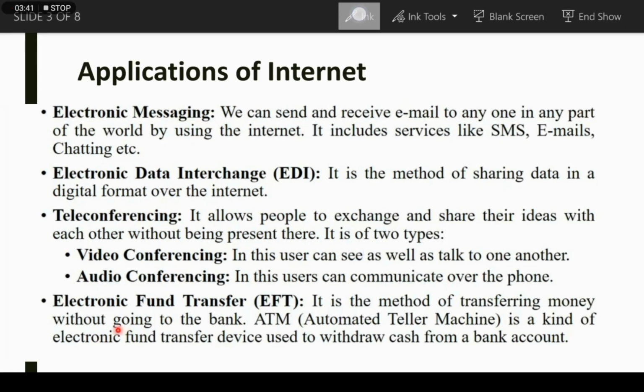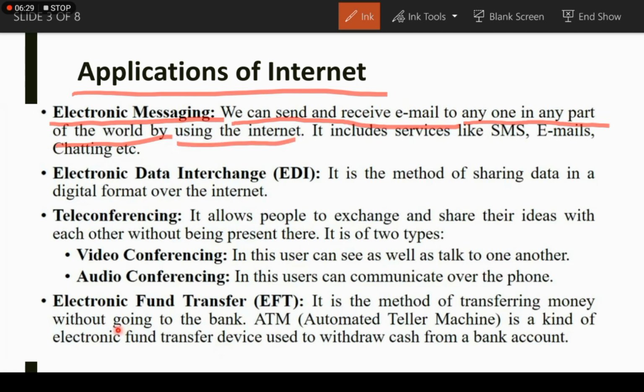So there are some applications of the internet. The first heading is electronic messaging. Electronic messaging means you send a message with the help of an electronic device. It could be your mobile phone, your computer, your laptop or your tablet. If you send a message with the help of any electronic device, this message is called an electronic message. We can send and receive emails, which means electronic mails, to anyone in any part of the world by using the internet. It includes services like SMS, emails and chatting, etc.